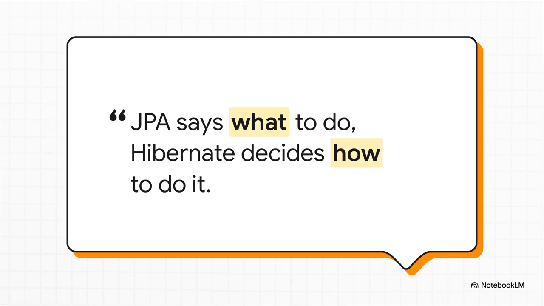So if you remember one thing, make it this. This is the relationship. JPA is the contract. It provides the rules of the game. It defines the annotations like @Entity and @Id. And then Hibernate is the engine that comes in, reads those standard annotations, and does all the heavy lifting of actually generating SQL and talking to the database.